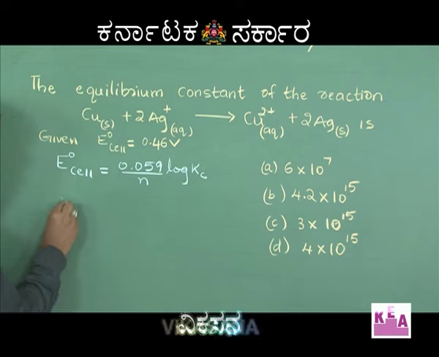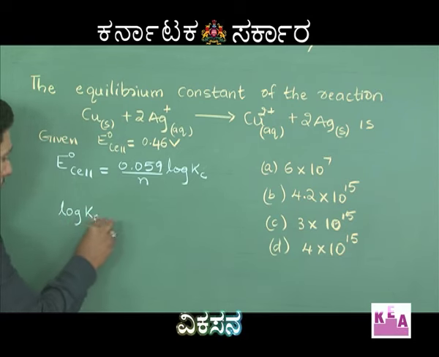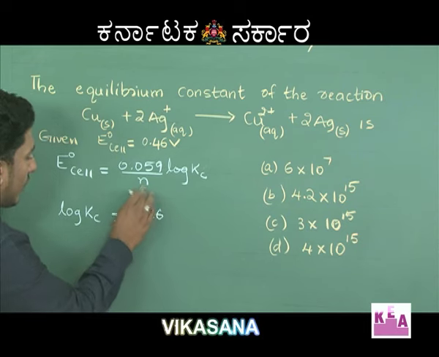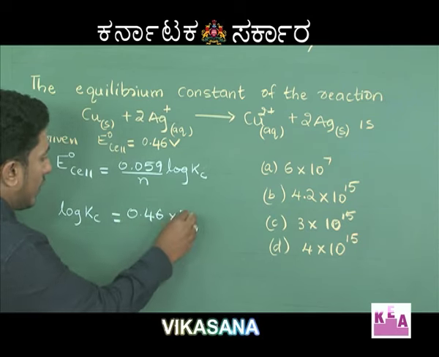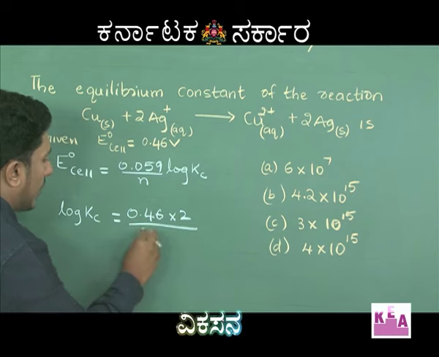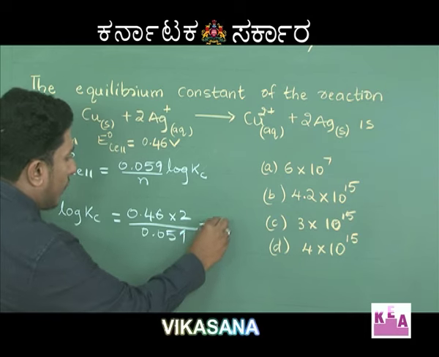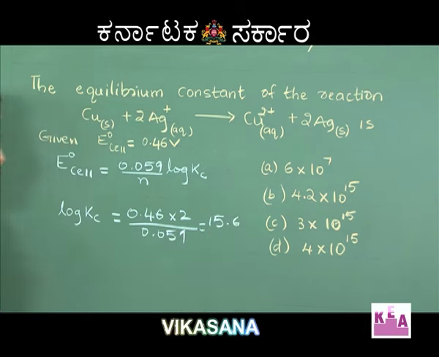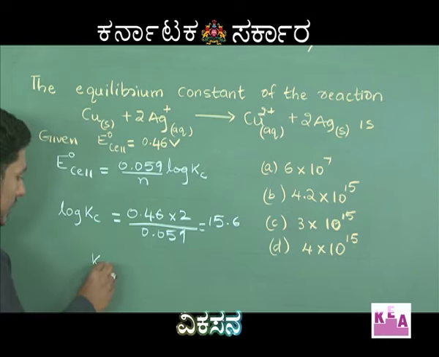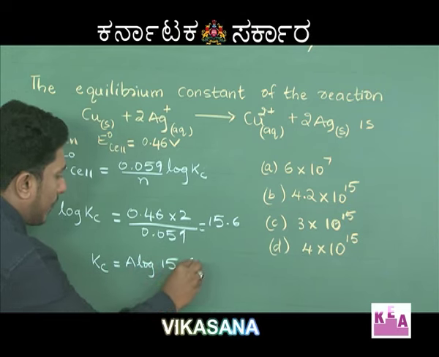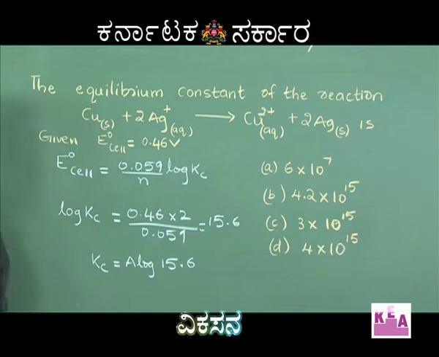So I will take the terms to one side. Log of Kc is equal to E naught of cell, that is 0.46, into the value of n, which is 2, divided by 0.059. This will be equal to 15.6. But we require the value of Kc. Kc is equal to, I should take the log to the other side, so it becomes anti-log of 15.6. And we should find the anti-log of 15.6.